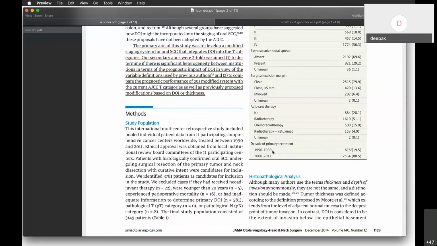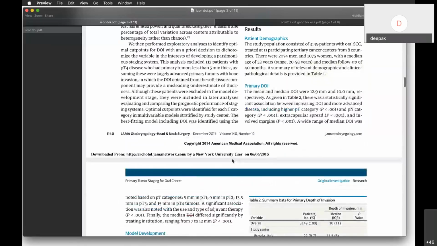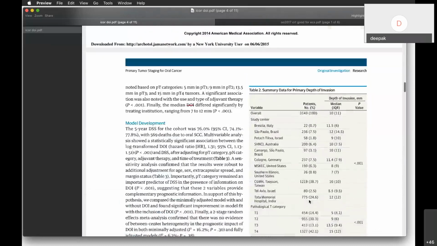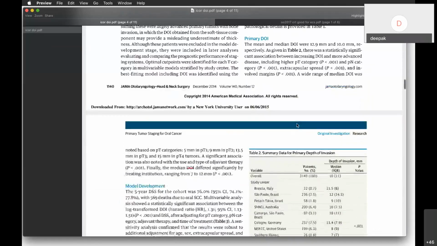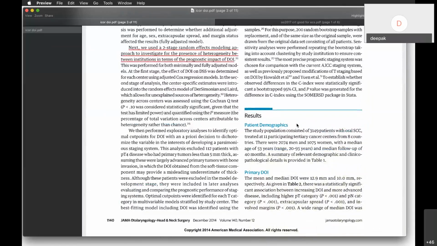So, when they looked at materials and methods, they looked at 11 comprehensive cancer centers worldwide. We had Tata Memorial from India providing them a large number of patients... 775 patients, and Taiwan had provided 1,219 patients. But these patients were all matched for their heterogeneity, and that's where the study went forward.